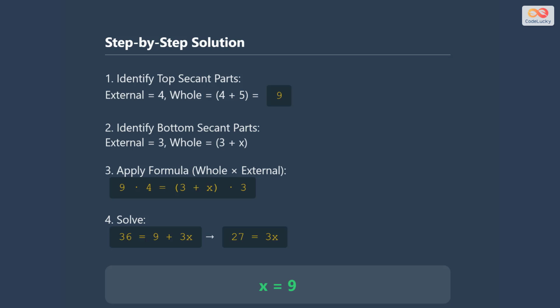First, calculate the whole lengths. The top whole length is 4 plus 5, which is 9. The bottom whole length is 3 plus x. Setting up our equation, 9 times 4 equals the quantity 3 plus x times 3. Solving this, 36 equals 9 plus 3x, which gives us x equals 9.